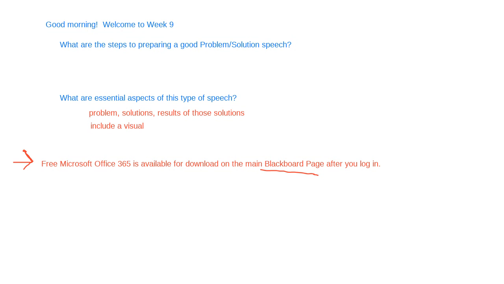So the steps to preparing it: plan, then gather the visual things that you need, and then practice speaking while you're using the visuals. Okay? So it requires a little bit of effort because you have to talk at the same time you're clicking on your slides to move to the next visual. So sometimes it can be challenging.